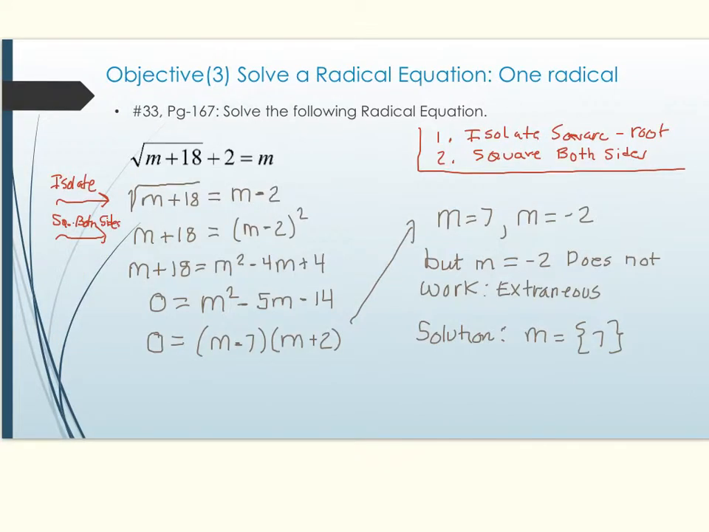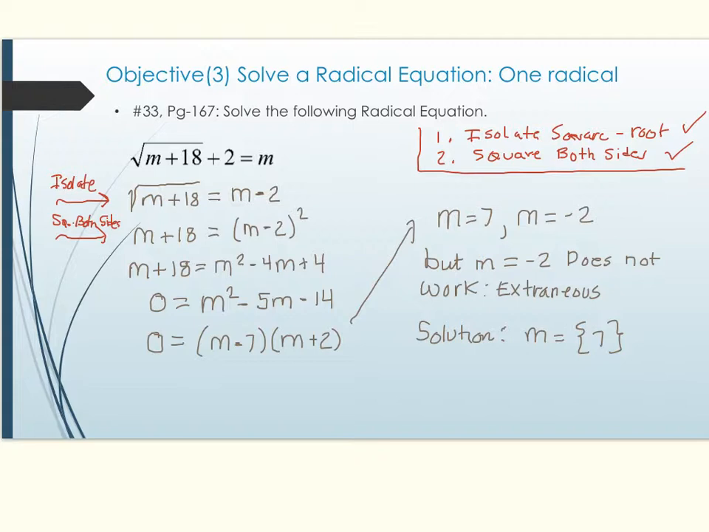The third objective is to solve radical equations, and we're only going to look at one radical equation in this particular problem. This is number 33 on page 167 of your book. So the idea is to isolate the square root on one side of the equation. We'll always isolate a square root first on one side of the equation, and then we're going to square both sides of the equation.